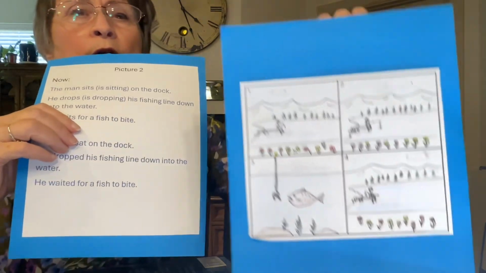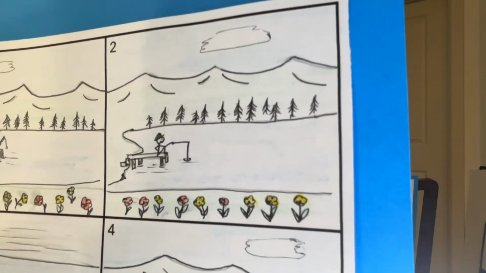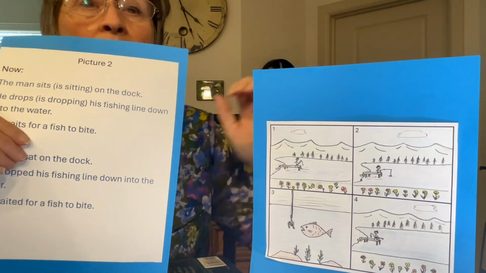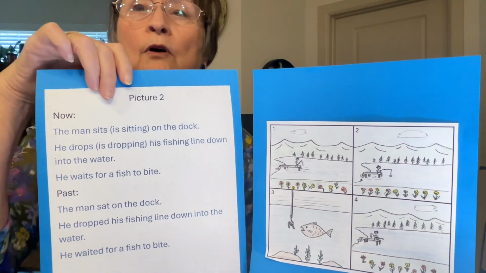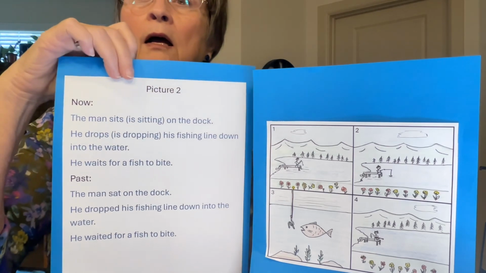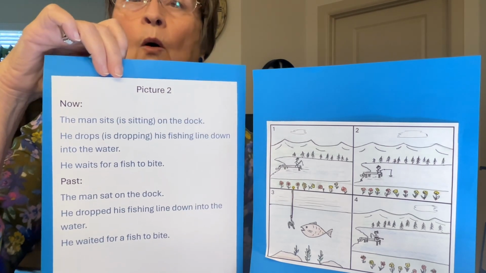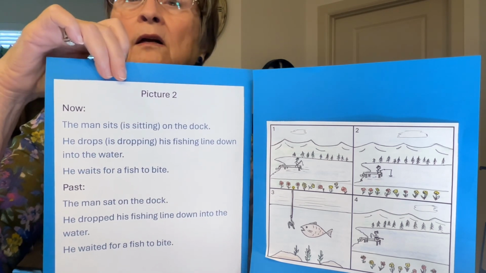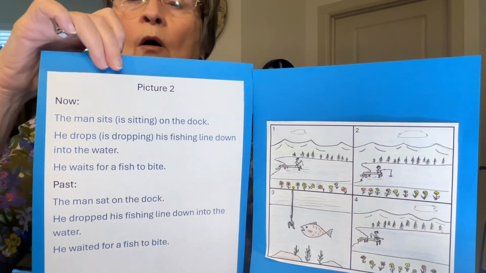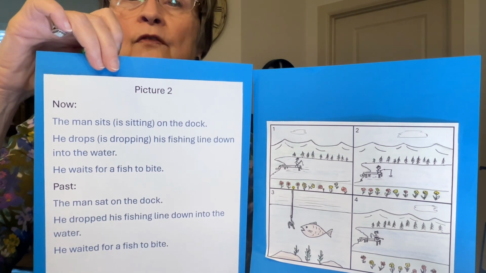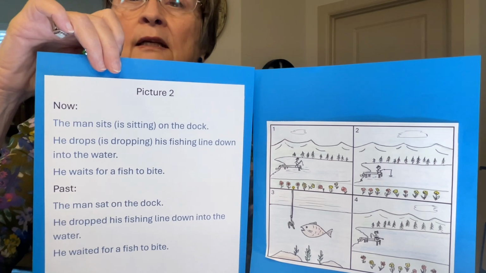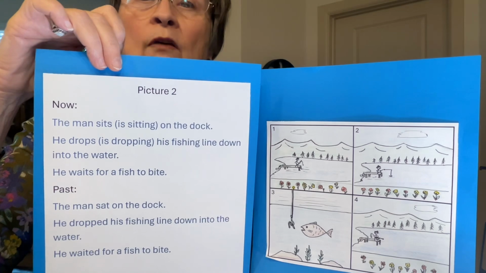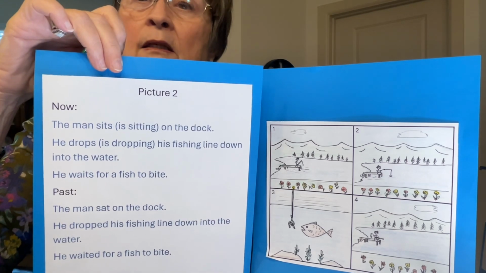Remember this picture number 2 we're talking about. Okay, picture 2 we're talking about. Right now, the man sits, or the man is sitting on the dock. He drops or is dropping his fishing line down into the water. He waits for a fish to bite.